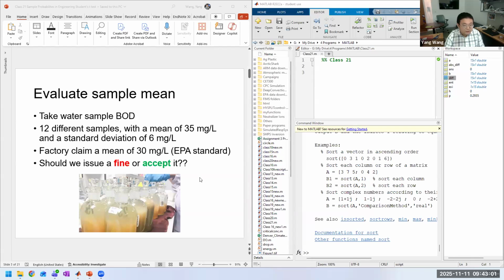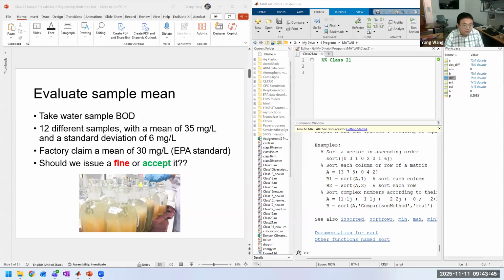But the factory is setting up this discharge point, saying that their water quality actually satisfies the EPA standard. And by the way, the EPA standard for BOD or BOD5 is exactly 30 milligram per liter, right? So the factory is claiming that the water quality at the discharge point satisfies the EPA standard, which is right on the limit of 30 milligram per liter. While our sample measurement shows a mean and standard deviation of 35 and 6 milligram per liter.